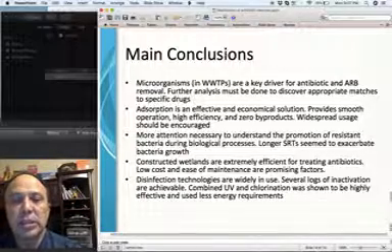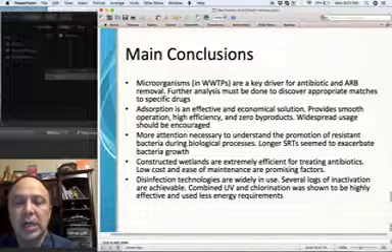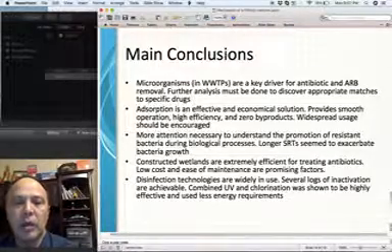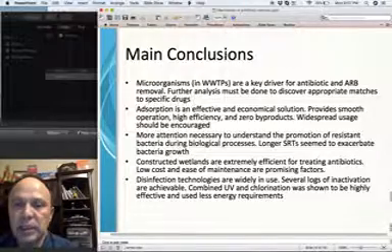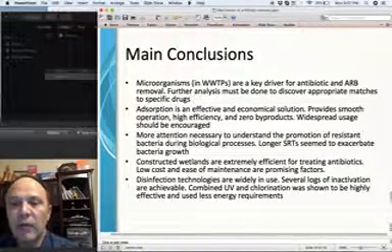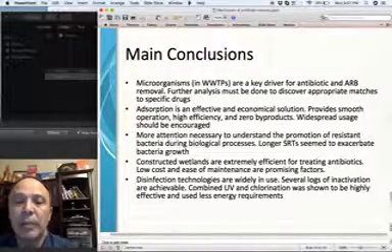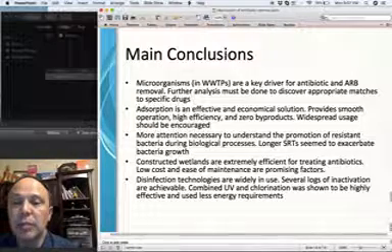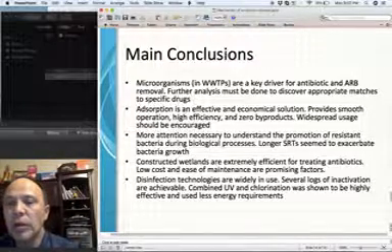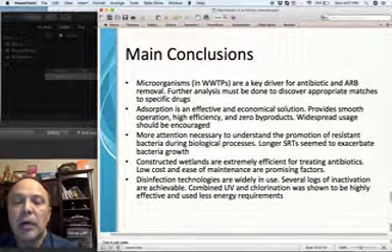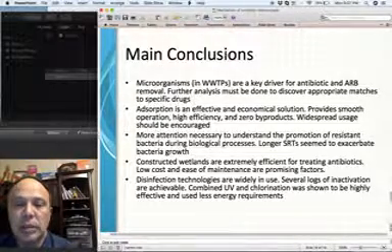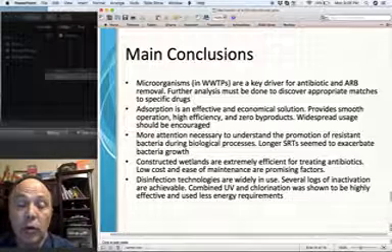Some conclusions that I'm highlighting here from my paper include: microorganisms in wastewater treatment plants are a key driver for antibiotic and ARB removal. So further analysis should be done to discover what are the appropriate matches to specific drugs. Can we look further into how to match drugs to microorganisms?